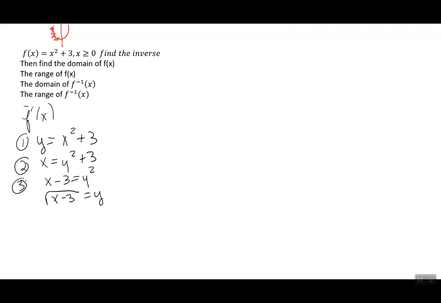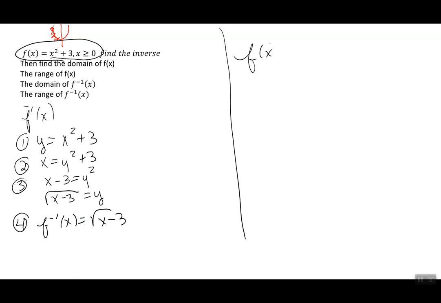And I should feel like I've just done exactly the opposite things. It used to say plus 3, now it says minus 3. It used to say square, now it says square root. That finishes it. F inverse is the square root of x minus 3. So now when we go to start talking about domain and range, from the beginning, we knew the domain of f. Right, so let's write it over here. So f, the domain, was 0 to infinity. That was given.